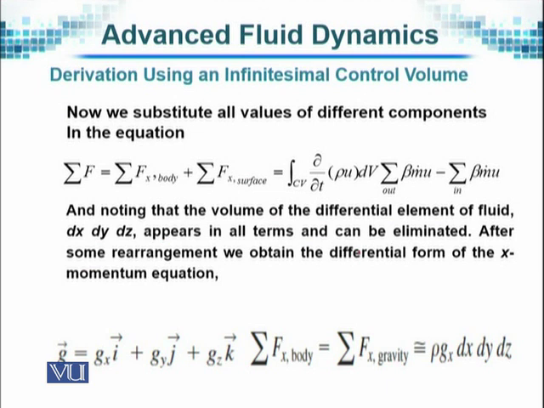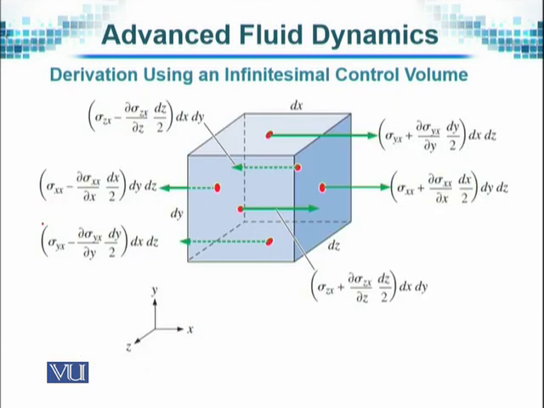And putting it together, if I write it in this equation, the total forces equal body forces plus surface forces in x direction, and this is the volume, and also beta, of course, I have mentioned, is the flux correction factor. Now, we note that this quantity dx into dy into dz is occurring with all the terms. So, we can divide it throughout, and therefore, it will be eliminated.